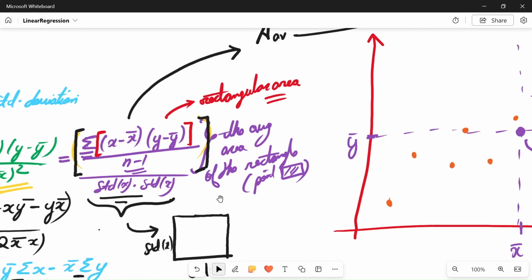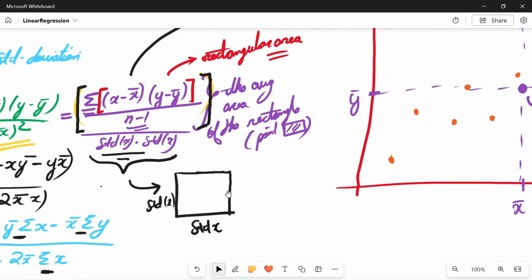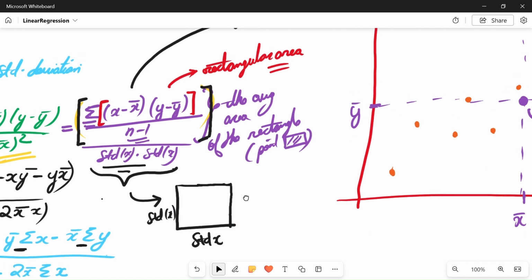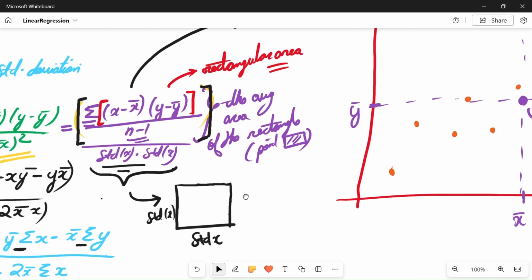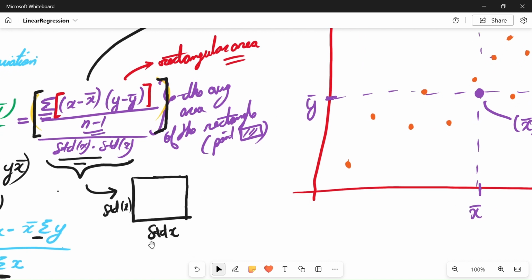What I have done is I have made the lengths of both of these shapes the same, the square as well as the rectangle. Let me draw the square first, because square is easier to draw. We're just multiplying the standard deviation values here, right?